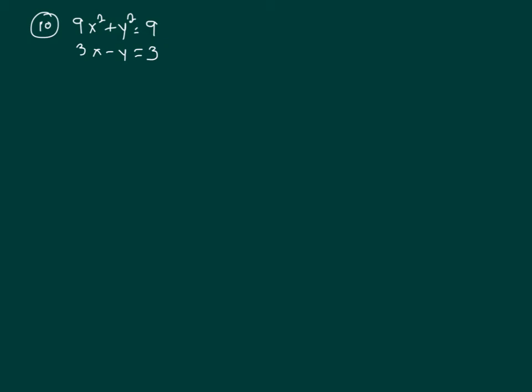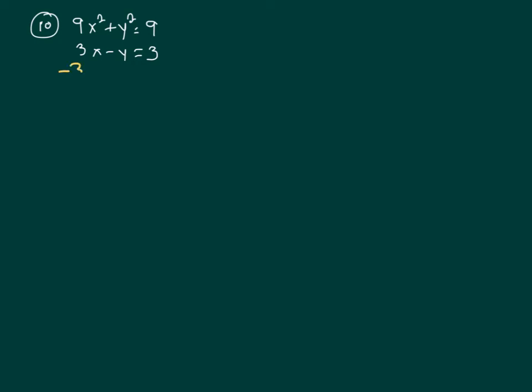Number 10 asks us to solve the following system of equations. All right, so first thing we have to do is get one of the variables by itself in one of the equations. If you take a look at this second equation, it looks like y is going to be the easiest variable to get by itself.